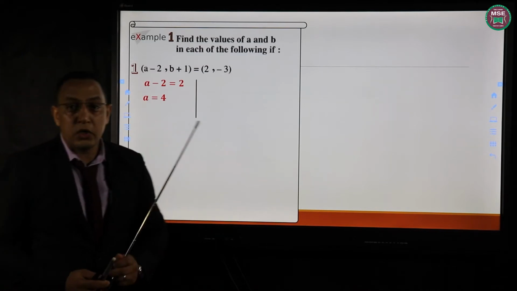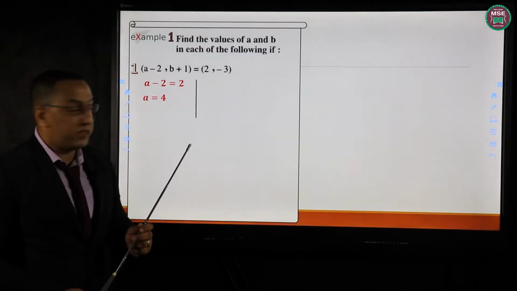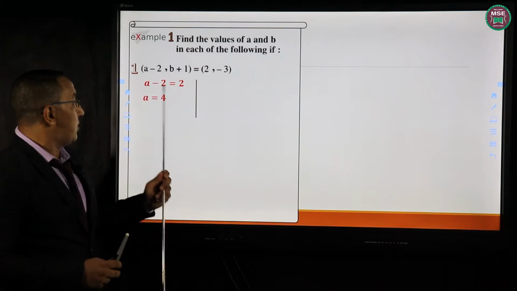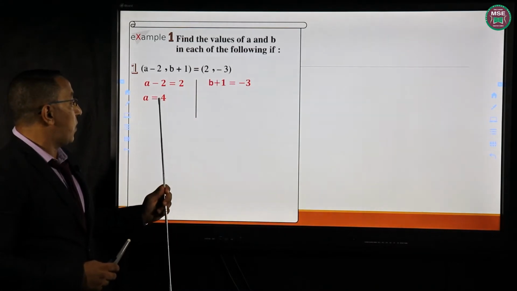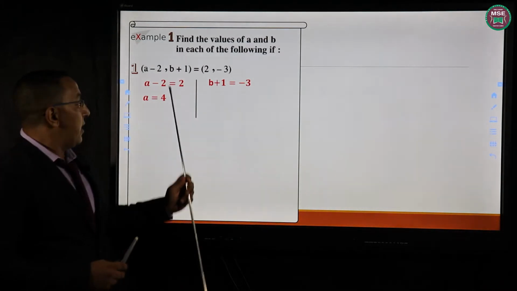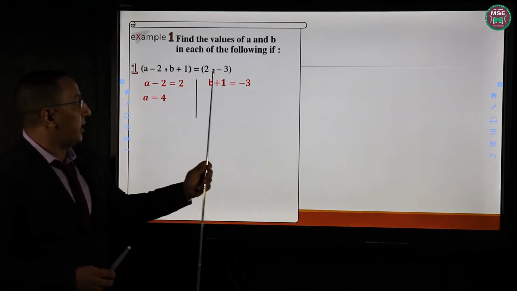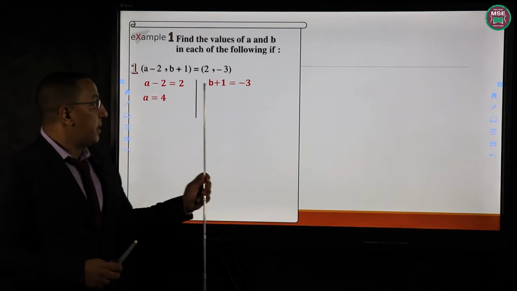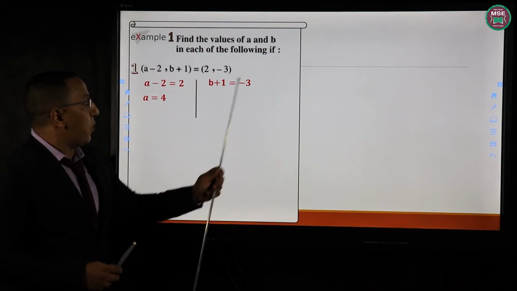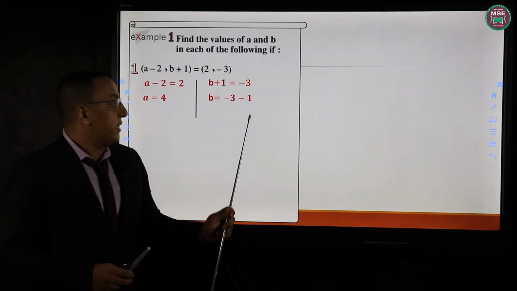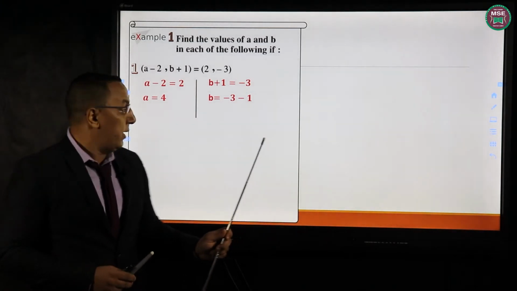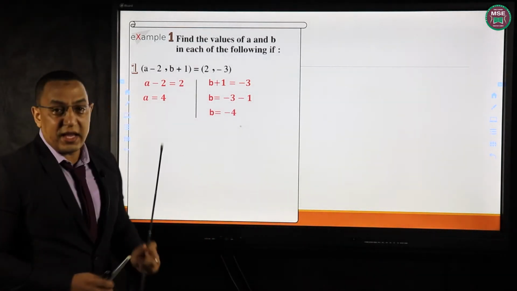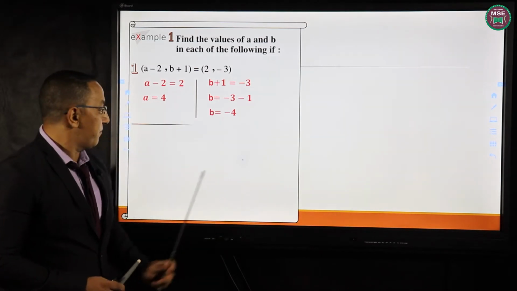So we get two equations. The first equation, a - 2 = 2. By sending 2 to the other side, 2 + 2 equals 4. So a equals 4. The other one, b + 1 = -3. By sending 1 to the other side, it equals -3 - 1. So it equals -4. Another example.